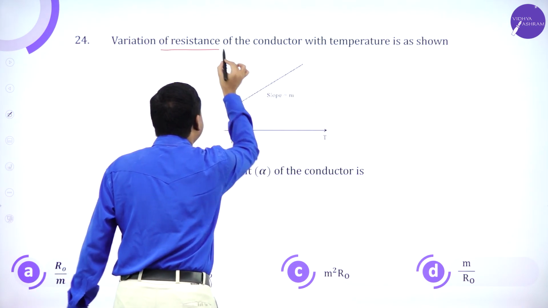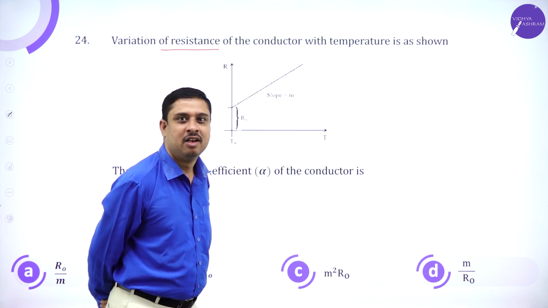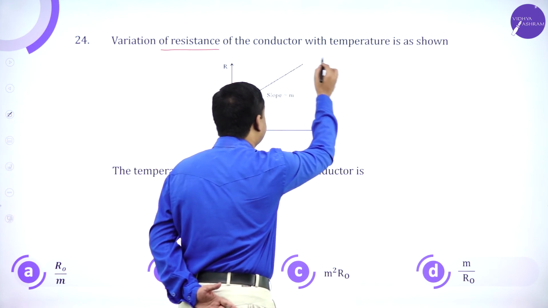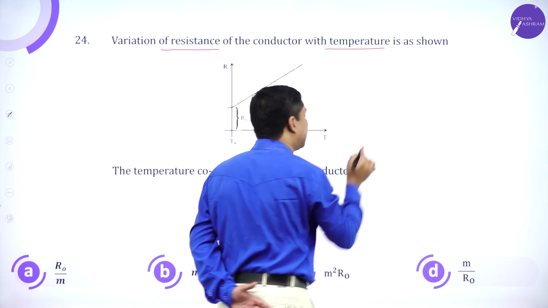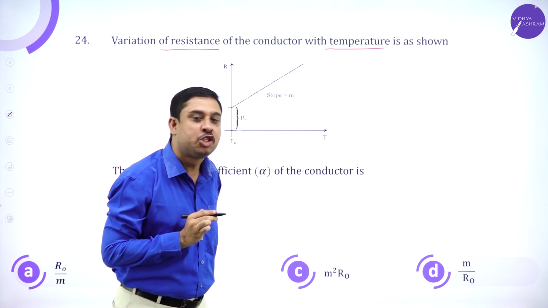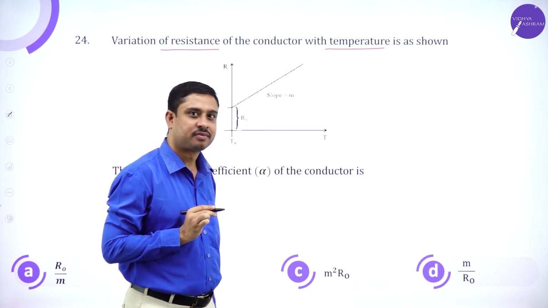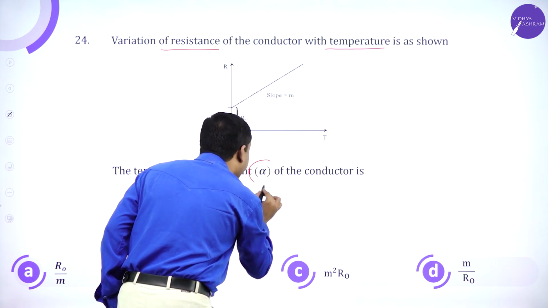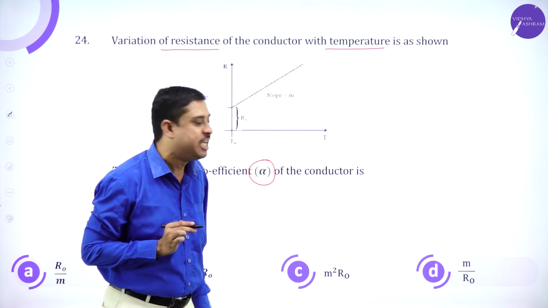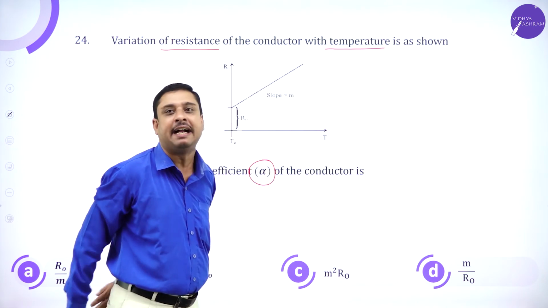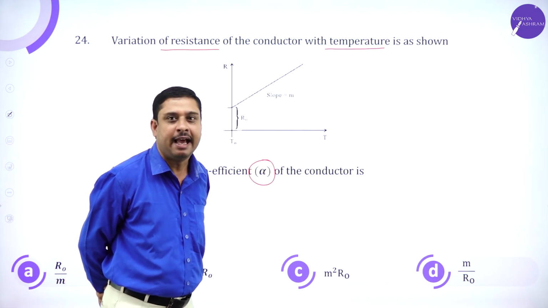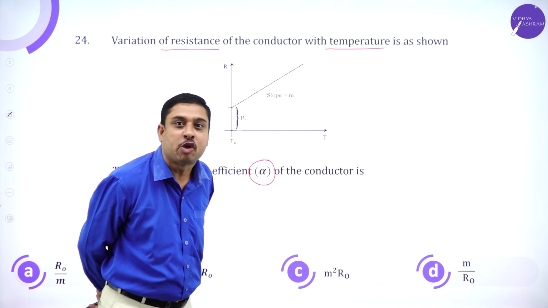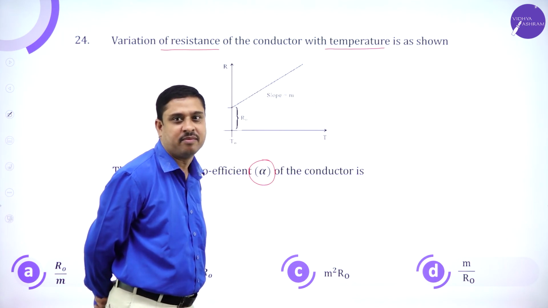Variation of resistance. Resistance of a conductor with temperature is shown in the graph. Then what will be the temperature coefficient alpha of the conductor? ನೀವು ಓದಿದ್ರೆ alpha temperature coefficient of resistance ಅಂತ ಕರಿತೀವಿ.